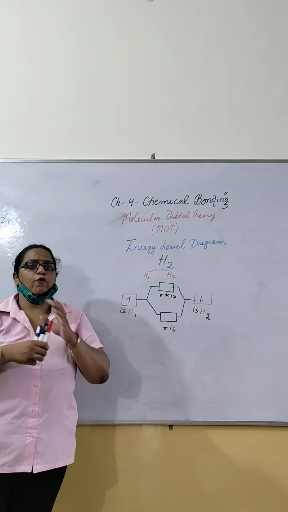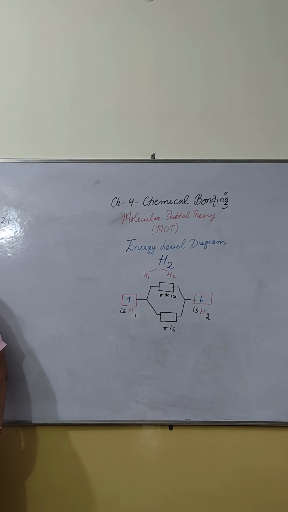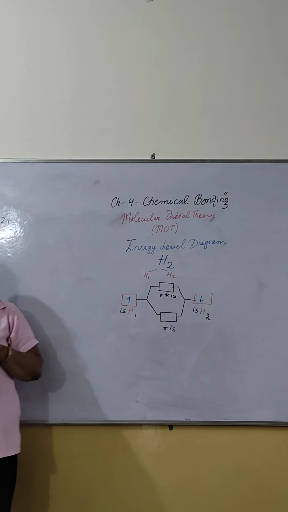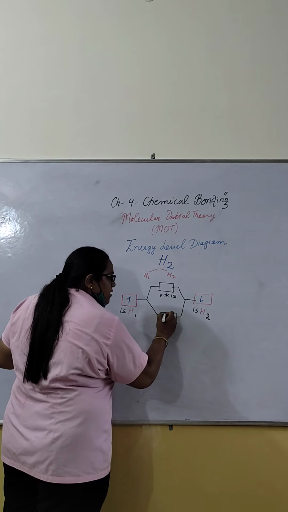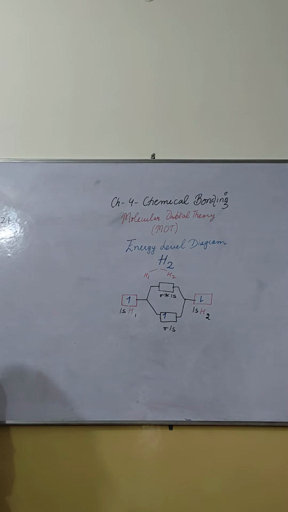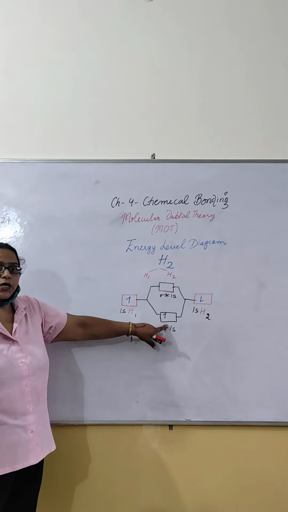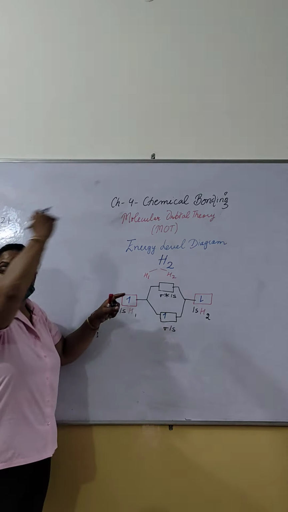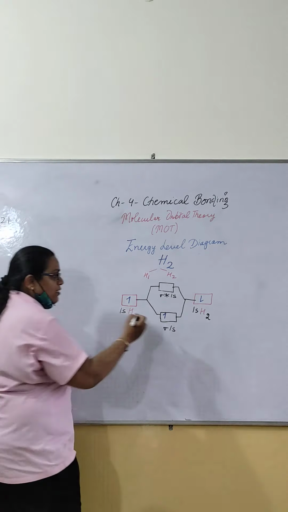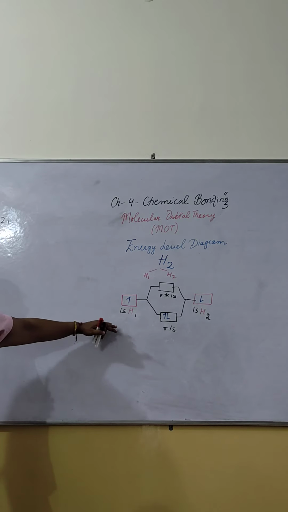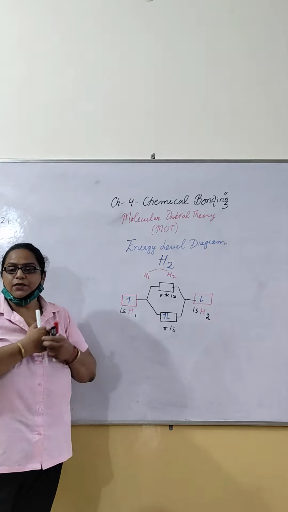You remember the Aufbau rule, that electrons are filled first into the orbital whose energy is less. So out of these two, which one will fill first? Bonding or anti-bonding? Bonding. So here we first do pairing, because according to Pauli's exclusion principle or Hund's rule of maximum multiplicity, whenever this orbital is not completely filled, we cannot jump to the higher orbital. This is the energy level diagram for the hydrogen molecule.